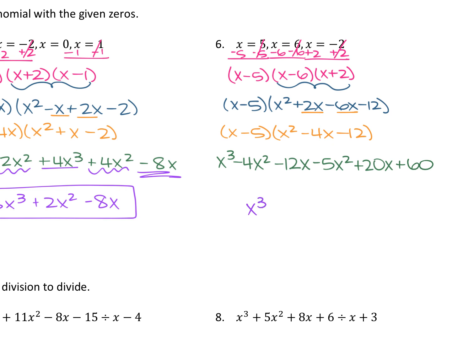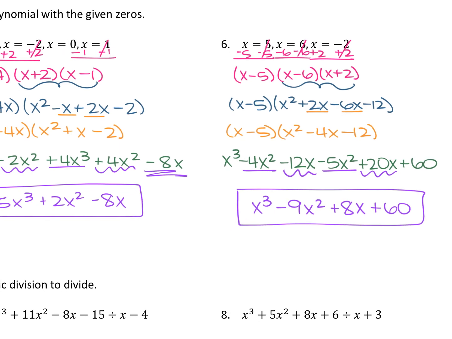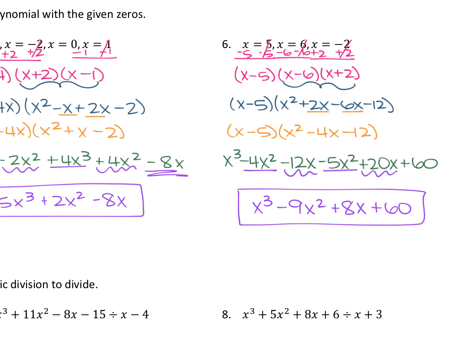Drop down that x cubed. The negative 4x squared minus 5x squared is negative 9x squared. The negative 12x plus 20x is positive 8x. And then that 60 drops down. So you have x cubed minus 9x squared plus 8x plus 60.